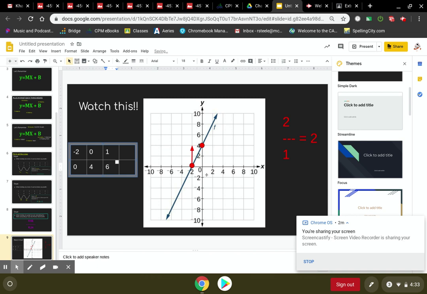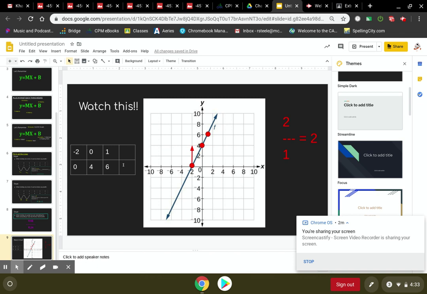Let's double check that. If I went to (1, 6), yep, it's exactly on that point. So we know that we've done it right, and we can keep going and make the rest of our chart. That's kind of what I'm talking about when I say how to calculate slope by doing rise over run.